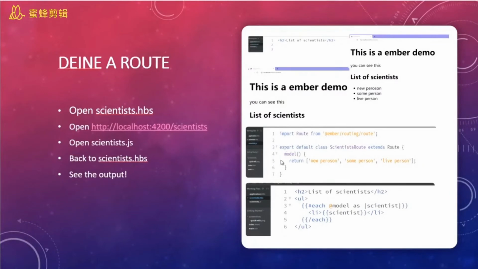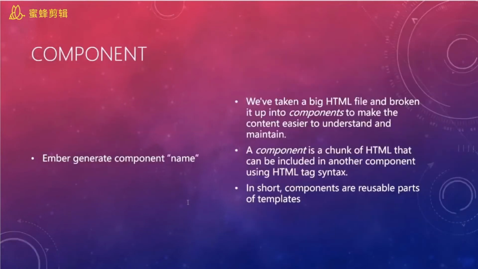We will talk about the detail in core concept, but for now we can say there is a new person, some person, like we wanted a scientist. And then back to the scientist HBS file, it looks like HTML, where you will list the scientists. And then when you save it, it is already rendered and you can see the new output here. So it's pretty useful. And next one, the components.